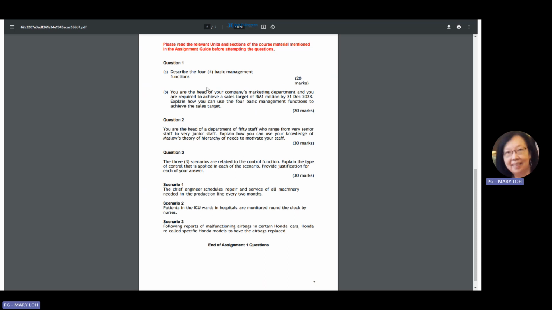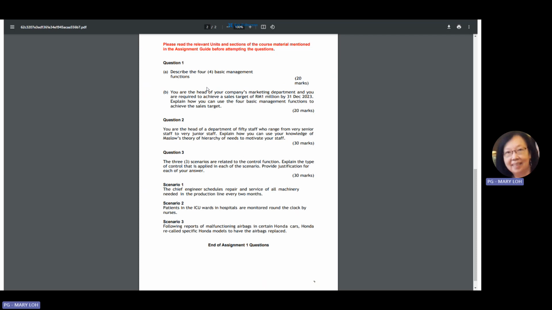So let's look at question 1A. This is very simple and direct. You're just required to describe all the 4 basic functions of management. Those of you who have attended tutorial 1, I've already gone through unit 1 with you with regards to the 4 functions of management, which are planning, organizing, leading, and controlling. Now I refer you back to the course material as to where you can get this information. The marks allocated for this part of the question is 20 marks. So if you have 4 functions, each function will be allocated 5 marks.